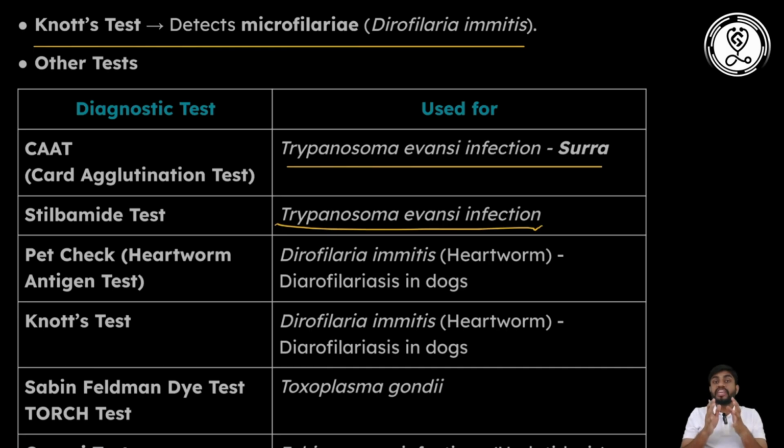Keep this table in mind because most of the time direct questions are asked. What is the diagnostic test? Here they will give you the parasite, and you have to do the matching. Then the PAT check test is used for Dirofilaria immitis infection. The NOT test is also used against Dirofilaria immitis infection in dogs.